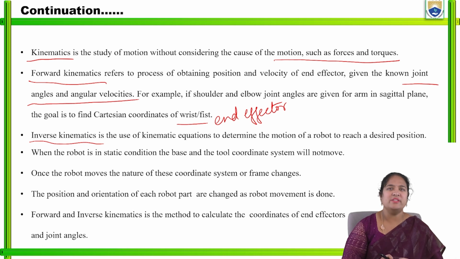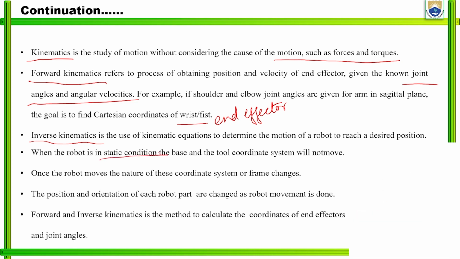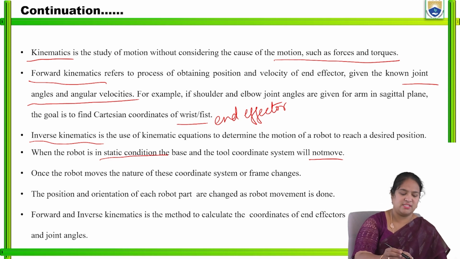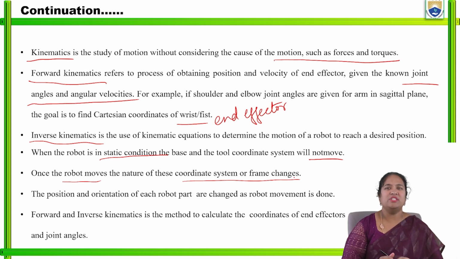When the robot is in the static condition, as I've told you, the base and the tool coordinate system will not move. Right? Just now I've explained that. Once there is a movement in the robot, in that particular position, the coordinate systems or the frame changes. Once the robot moves, the coordinate system or the position of the robot will be changing.